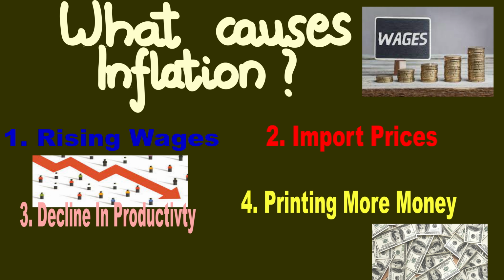The fourth and the last cause of inflation is printing of more money. If the central bank prints more money, you would expect to see a rise in inflation. This is because the money supply plays an important role in determining prices. If there is more money chasing the same amount of goods, then prices will rise. Hyperinflation is usually caused by an extreme increase in the money supply.